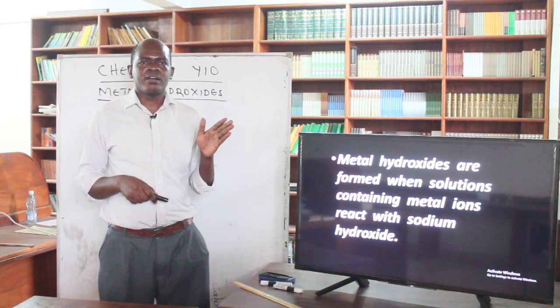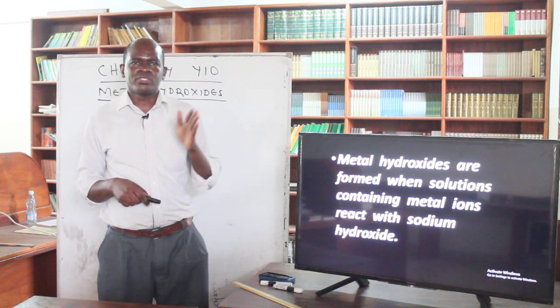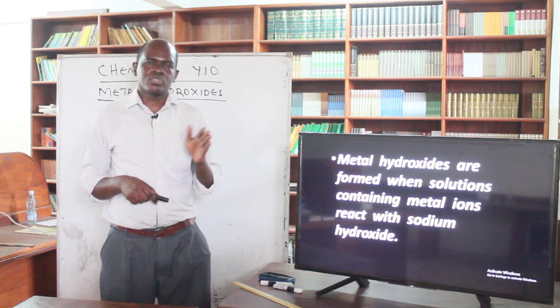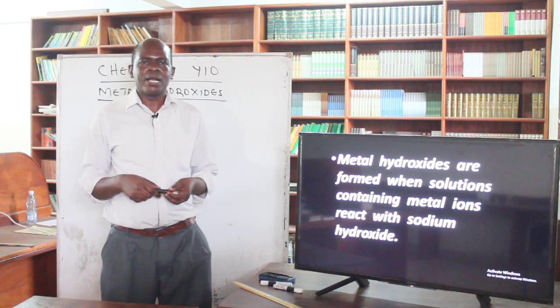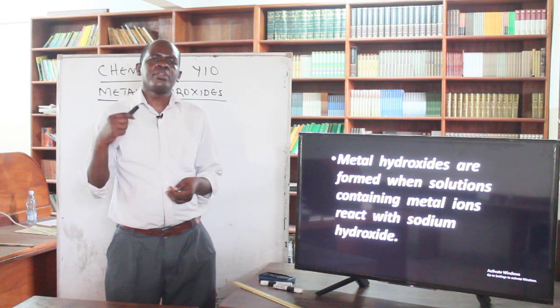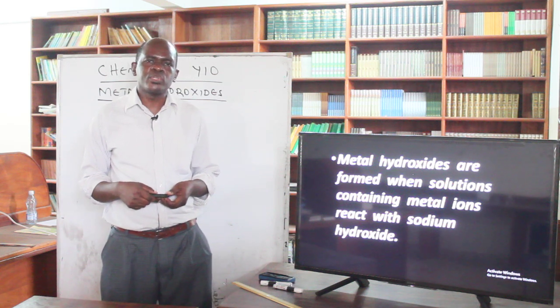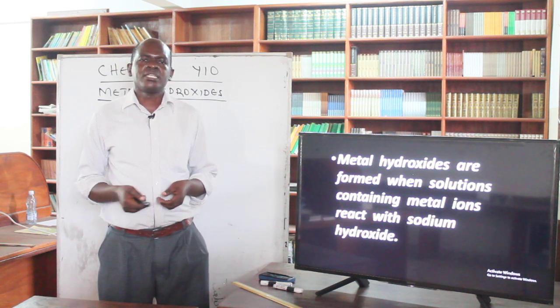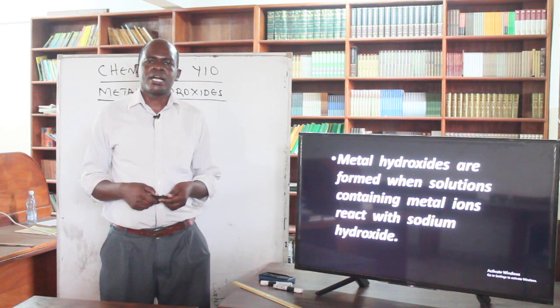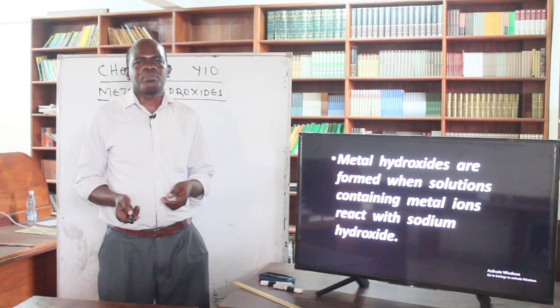That means we have zinc ions, we have zinc hydroxide, we have lead, and so on and so forth. So basically, the metal hydroxides come about because the metal ion combines with the hydroxide ion from the base. That is when the metal hydroxide is formed and comes out as a precipitate.